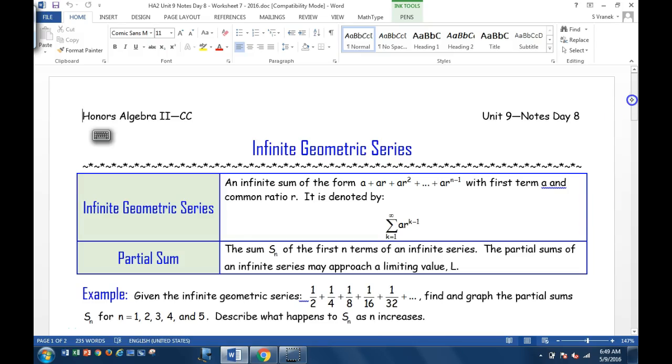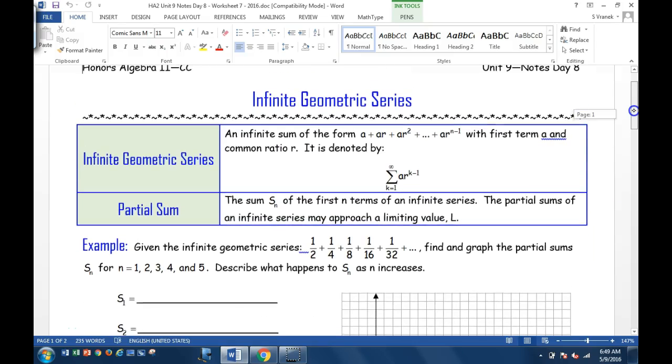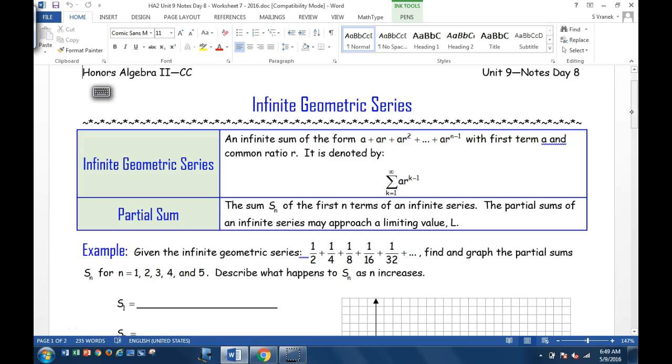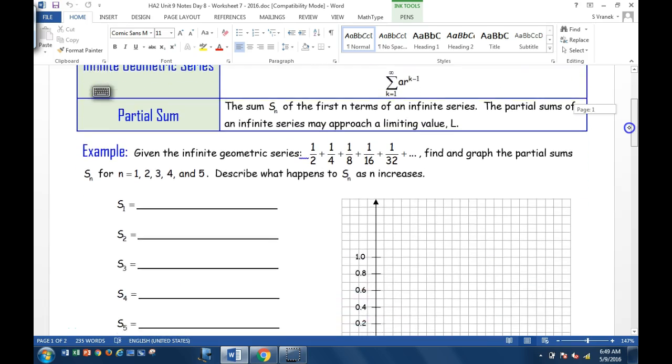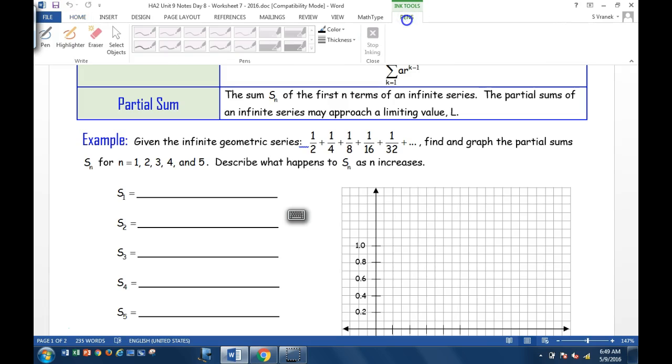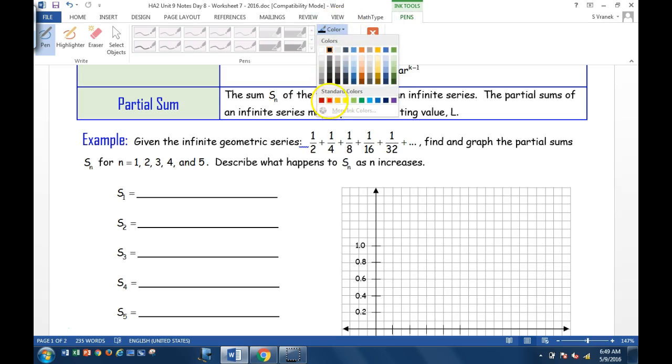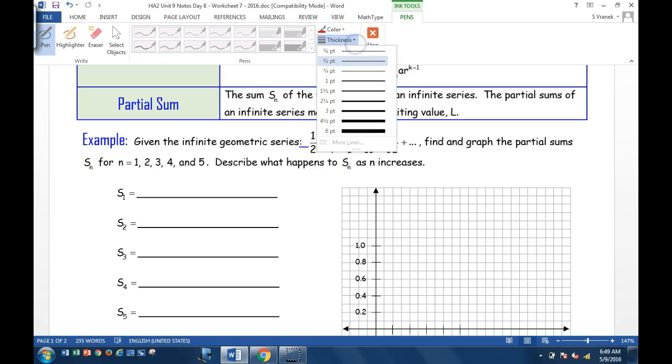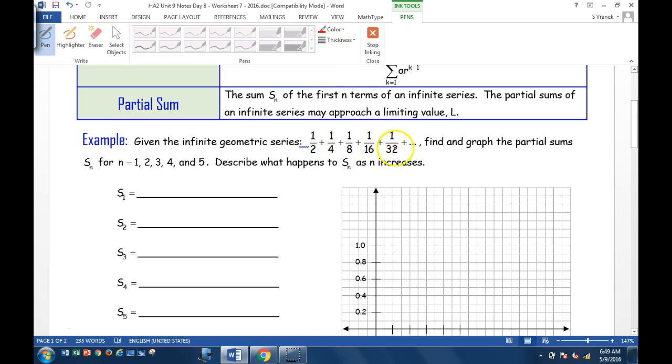All right, class, this is the last lesson of the year, so we're going to talk about infinite geometric series, which means that they go on forever and ever and ever. Let's look at what happens when the term gets smaller as you go. So for the series 1/2 to the n, 1/2 times 1/2 is 1/4, so the second term is 1/4, and so on and so forth.